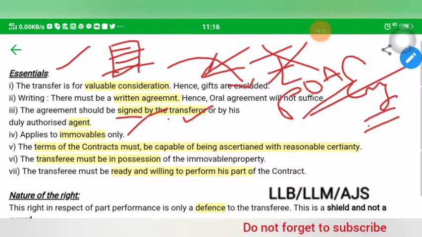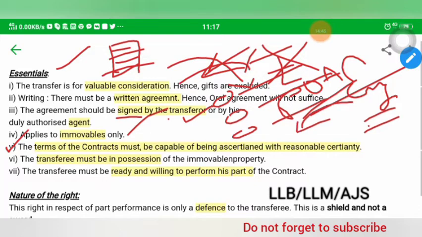Then comes five. The terms of the contract must be capable of being ascertained with reasonable certainty. This is very important for a court of law or equity. There must be a contract, and the terms must be ascertainable with reasonable certainty. There must be terms of agreement. It must be ascertainable, meaning it must be written in precise, clear, unambiguous language, which can be easily ascertained, with reasonable certainty.